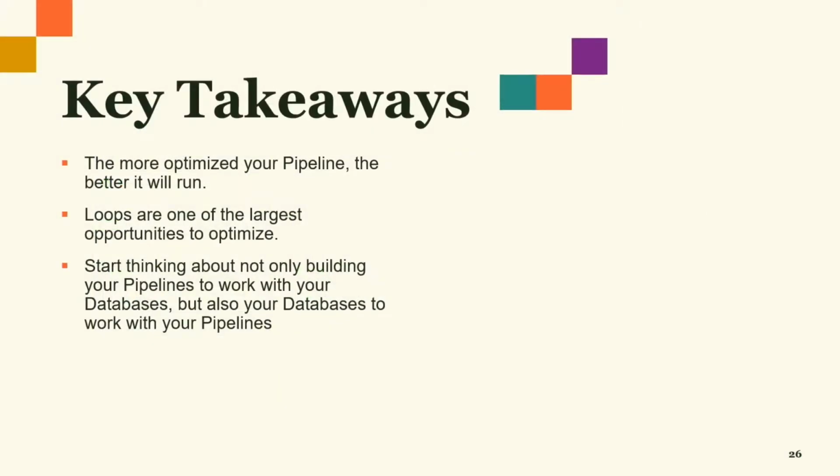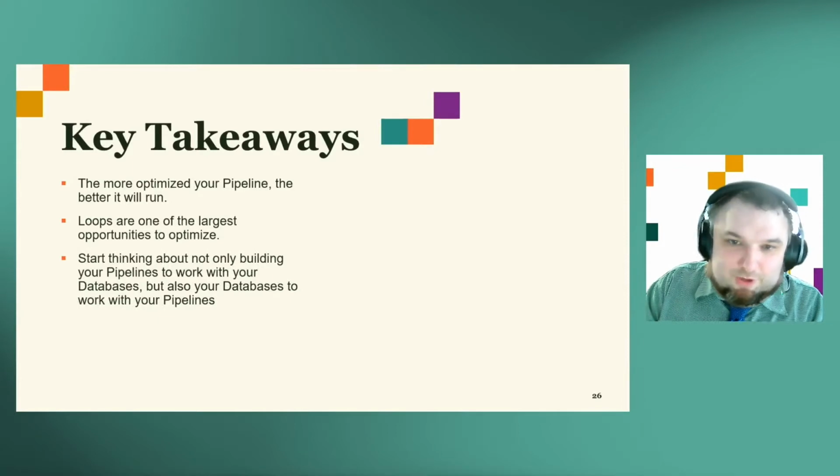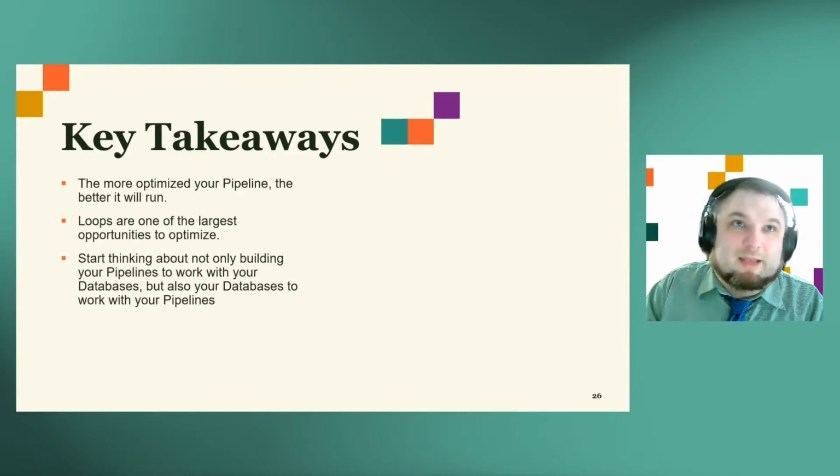So to once again revisit the key takeaways, the more optimized your pipeline, the better it will run. The better it runs, the faster your pipeline will finish, as well as the less time it loops around and keeps querying your app over and over again. That will also make the impact to your app less as well, so your app can run faster too.